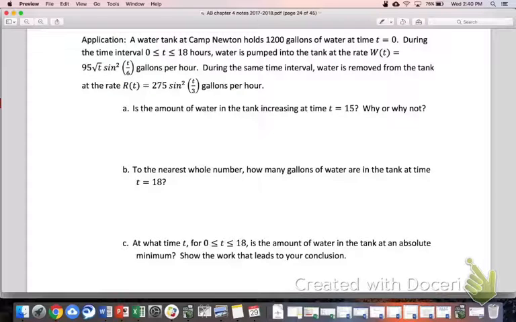For A, I'm not going to do the details in the calculator because I'm sure you all did that just fine. For A, what I would want to write down is this: W of 15 minus R of 15. Because W is the rate of the water being pumped into the tank, R is the rate of water being removed from the tank, and so this expresses the net rate.